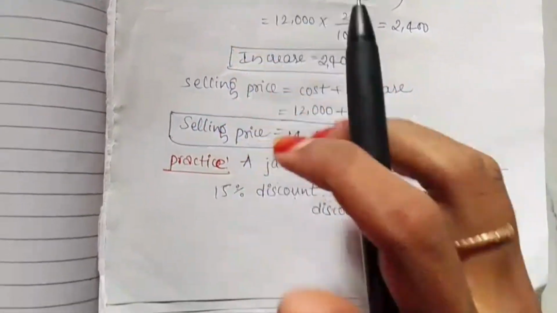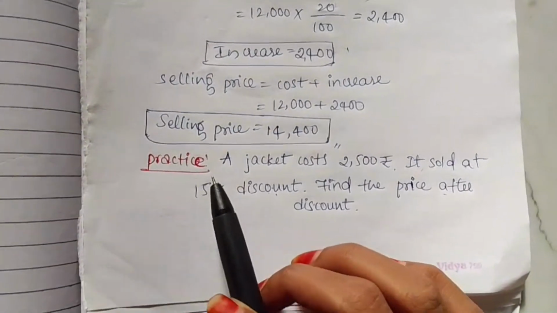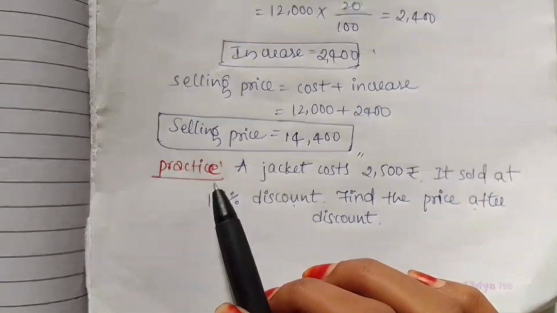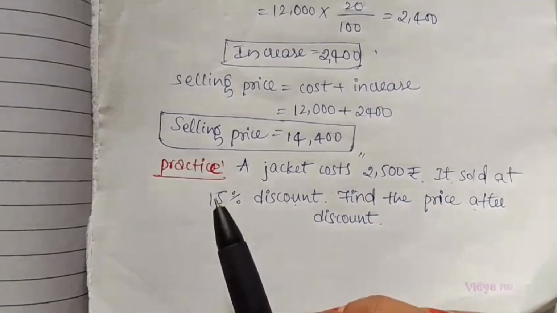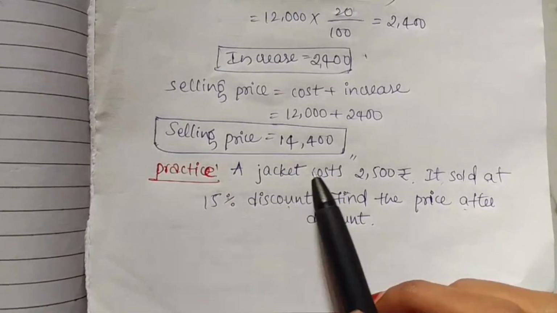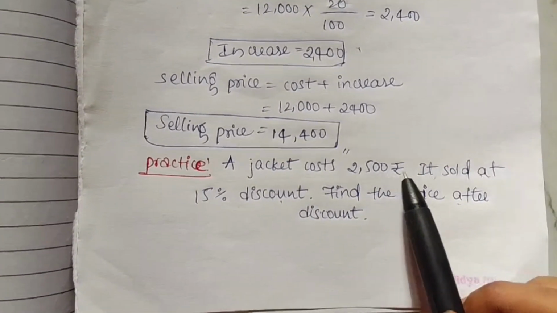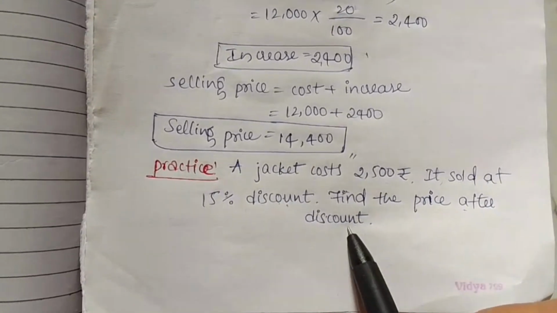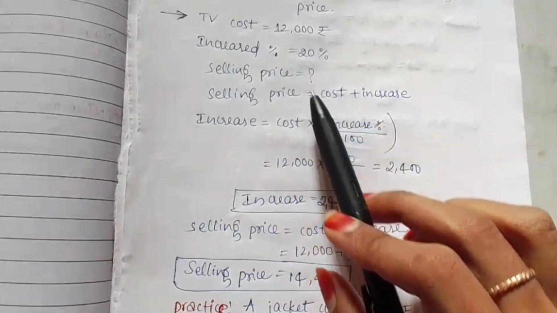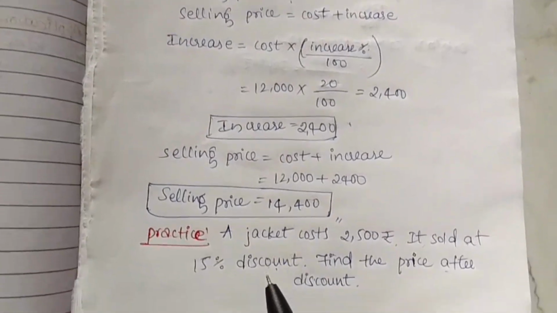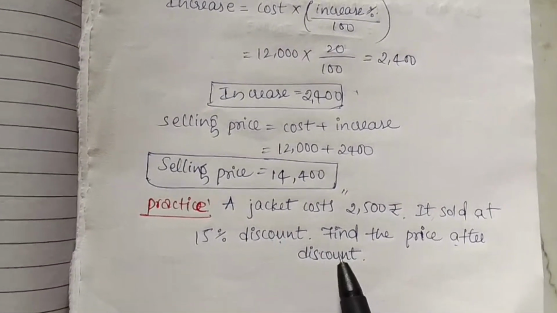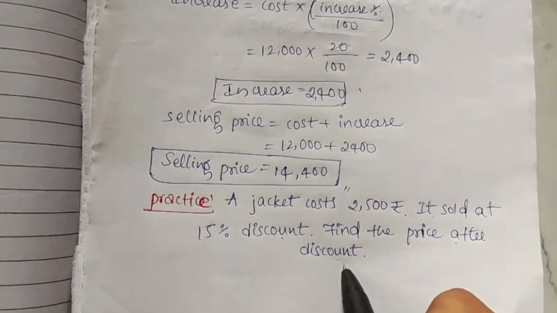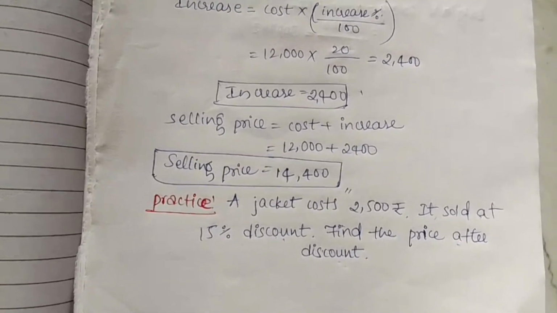Found it easy, right? I'll tell you one practice example. If you practice this, then only you will be perfect in these percentage related problems. Just practice this. A jacket costs 2,500. It is sold at a 15% discount. Find the price after discount. You have to do it step by step like this only. Then it will be easy for you to calculate the price after the discount.